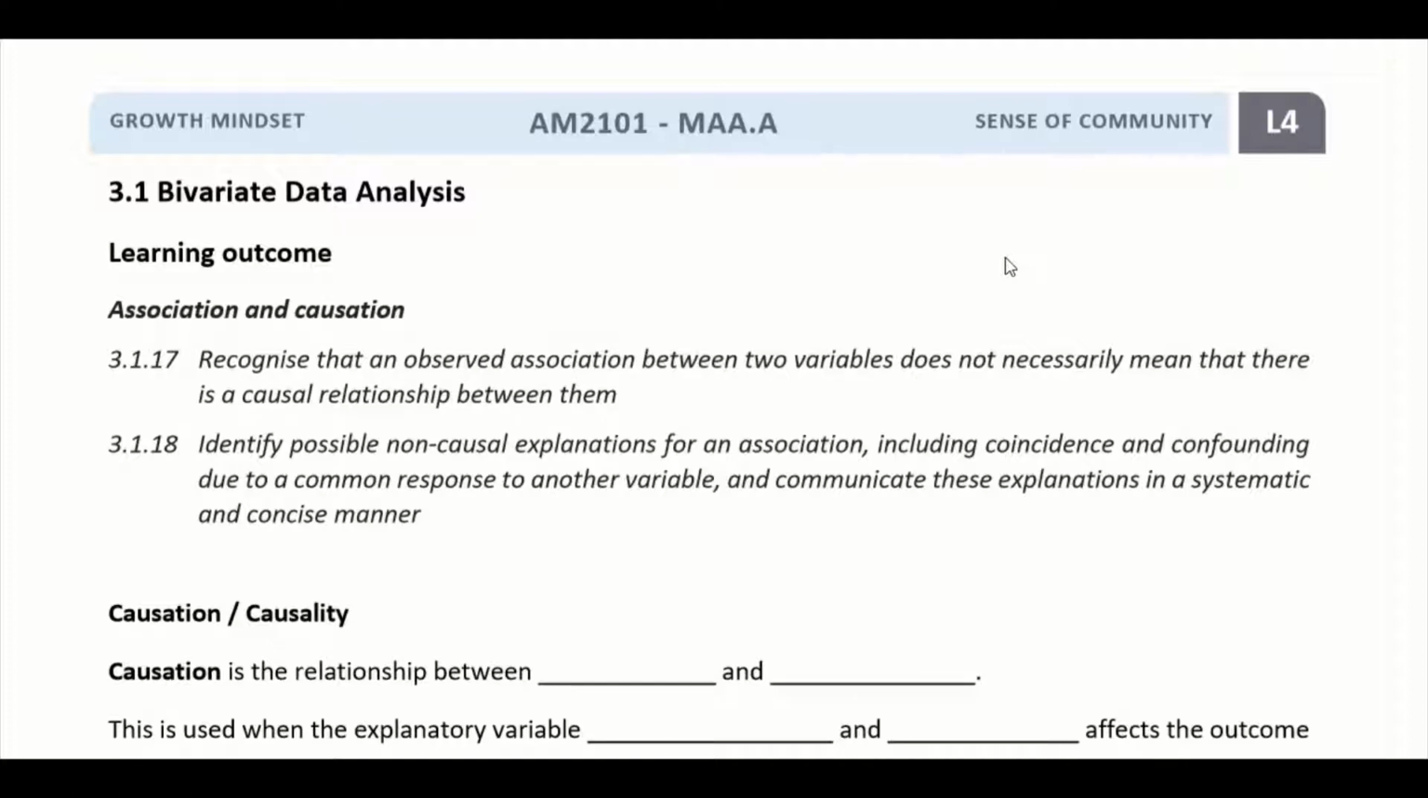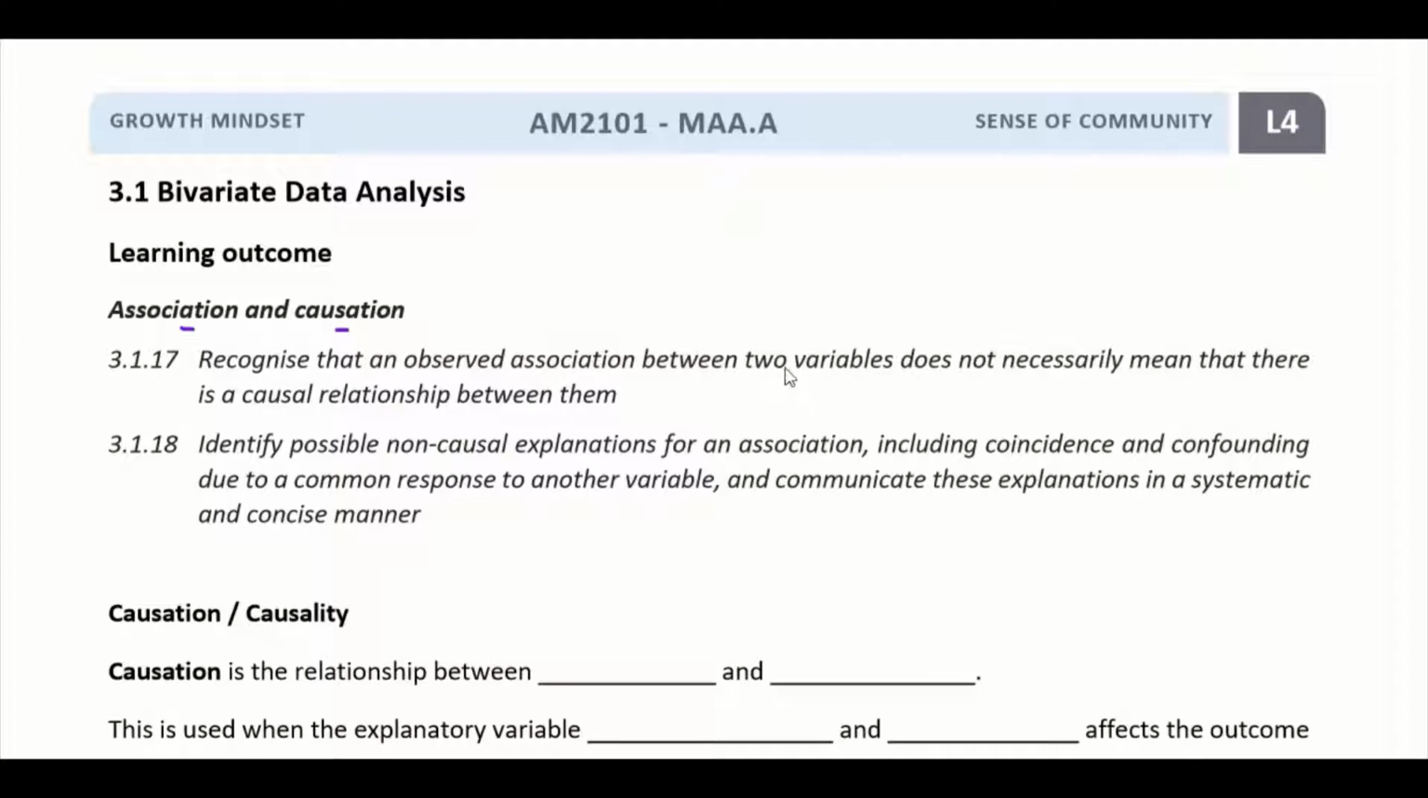For today's lesson, we are going to talk about association and causation. I hope that now you are quite familiar with this term already. Association is a word that we use to describe the relationship between two variables. When we carry out bivariate data analysis, we are interested to know whether there is an association that exists between these two variables or not.